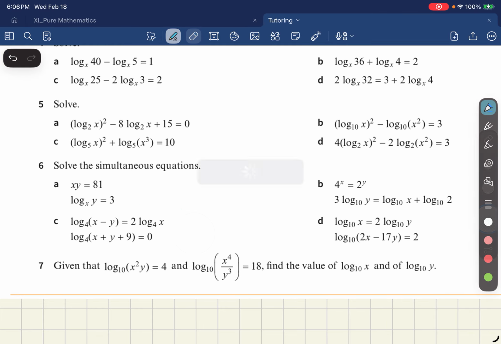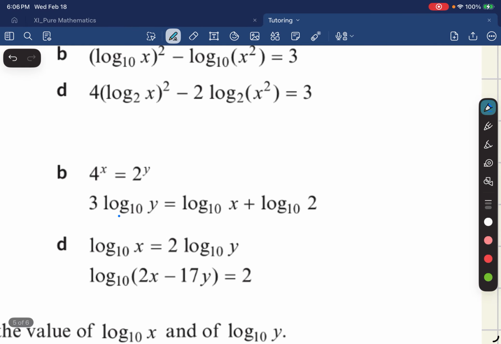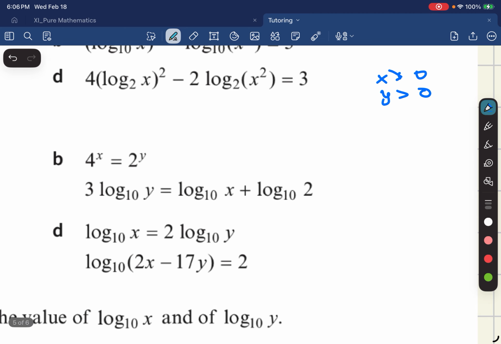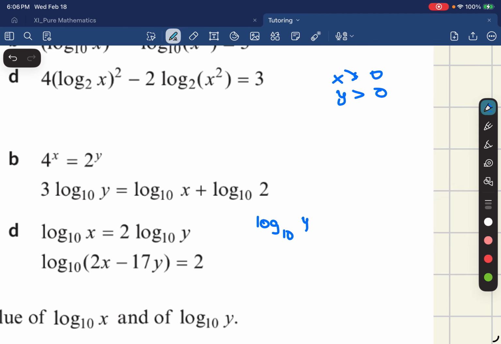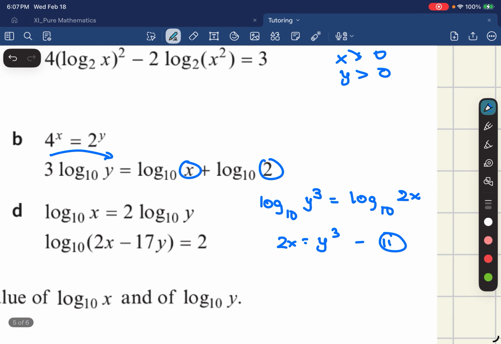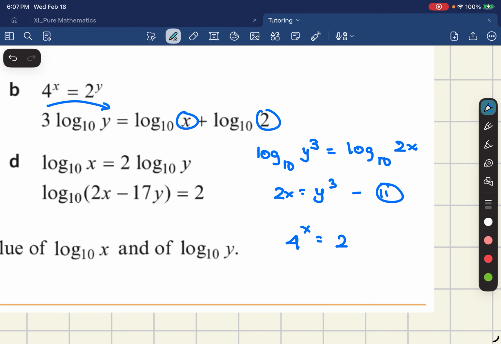For part B, from this part we know that y is bigger than 0. From this, we know that x is bigger than 0. So we only want positive solutions. Just to remember, x bigger than 0, y bigger than 0, here and here. Now that we have that, we can simplify. Log base 10 of y cubed, putting this here, gives me log base 10 of 2x. So we know that 2x is equal to y cubed. This is what we get from our second equation. And from our first equation, we know that 4 to the power x is equal to 2y.